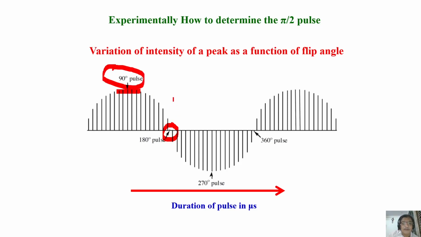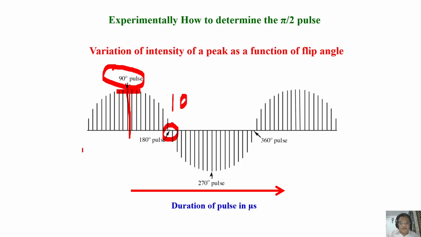If 180 pulse is, let us say, 10 microsecond, take half of that and it is 5 microsecond. Now do another experiment, setting the pulse to be 5 microsecond, you get maximum signal. That is your 90 pulse. That is the way you have to calibrate the 90 degree pulse. Not only 90, any angle. I gave an example of how to calibrate the 90-degree pulse.